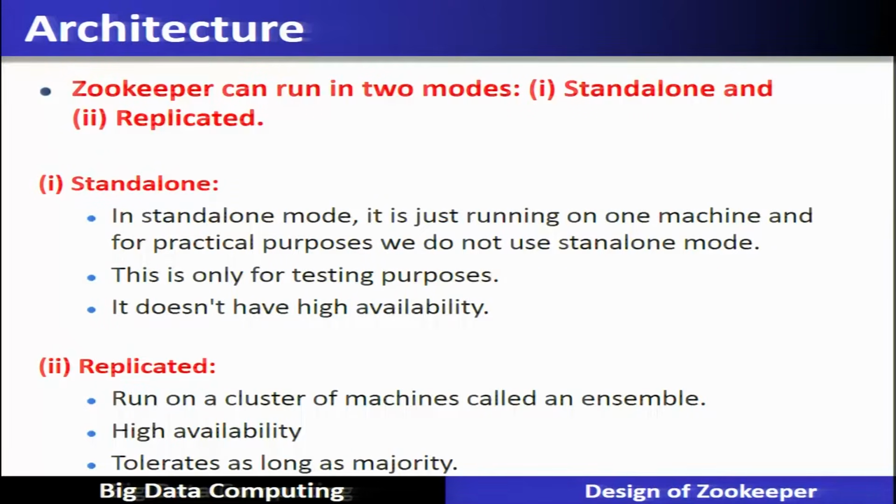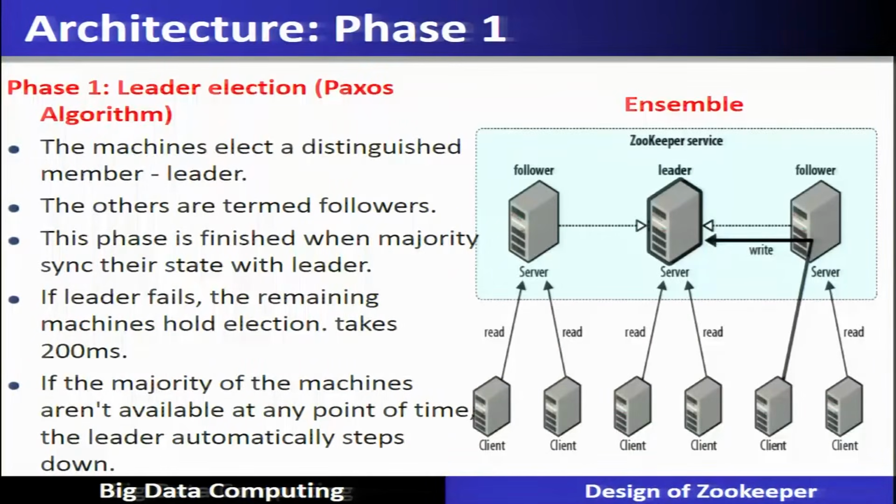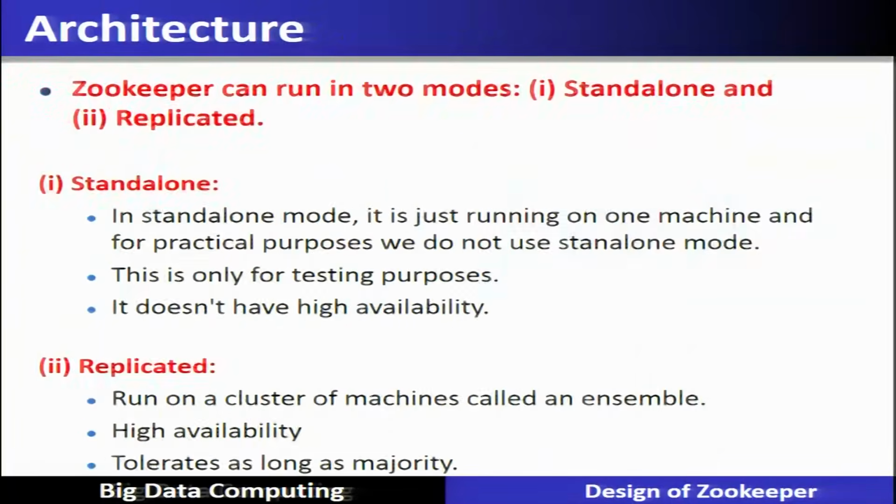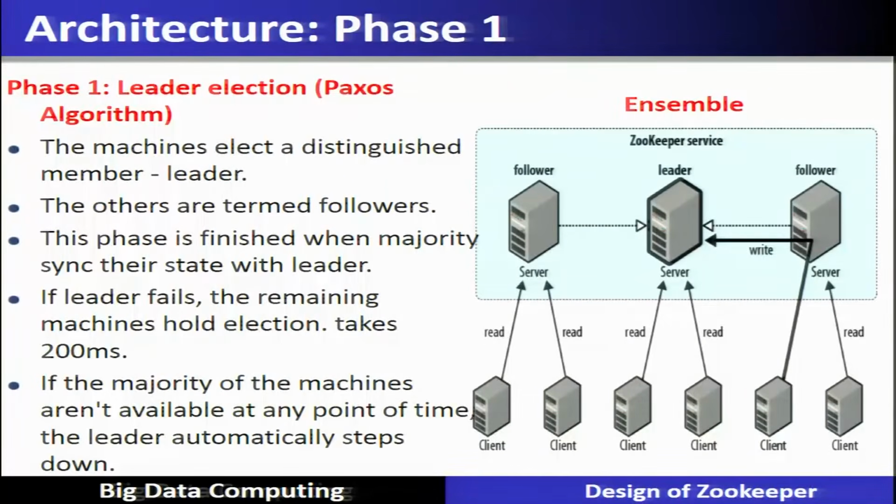The other mode of operation in Zookeeper is called replicated mode. It is used for production clusters. In this mode, it runs on a cluster of machines called an ensemble, and it ensures high availability and also tolerates failures as long as the majority of the machines are in active service. So, let us see the architecture, and in this architecture Zookeeper runs in two phases.